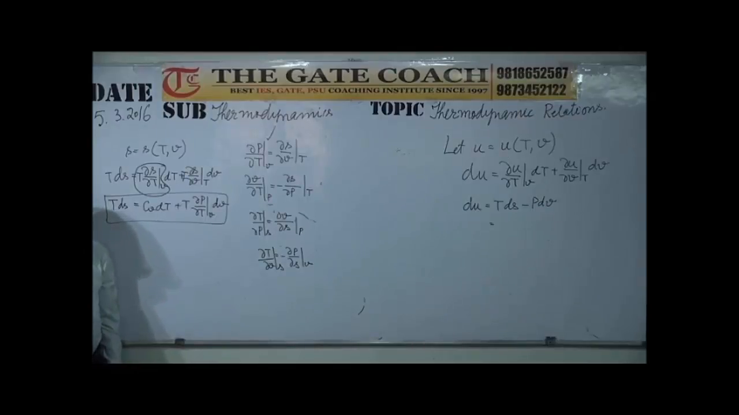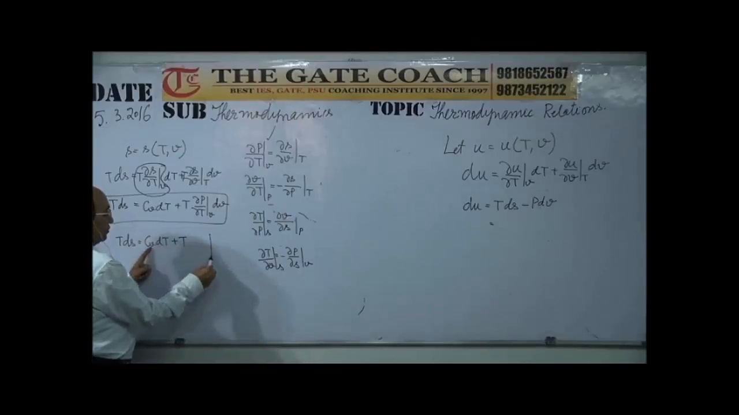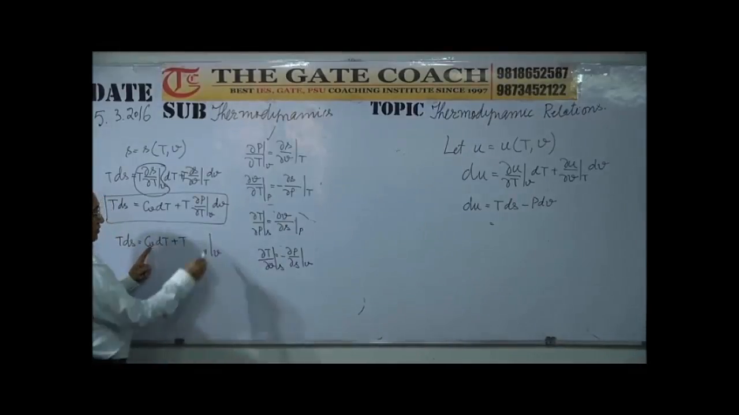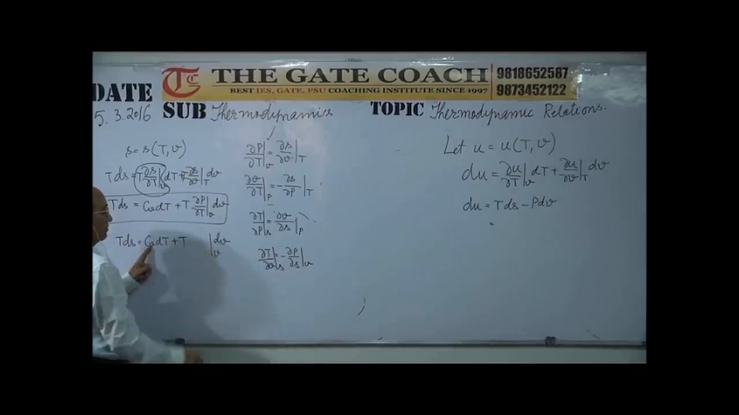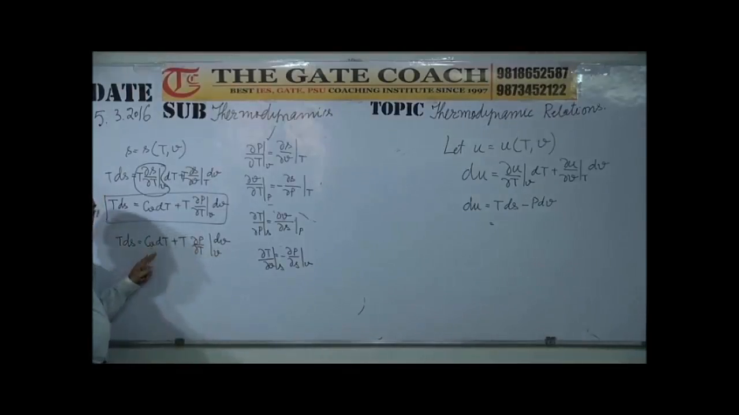Further, I had given you the method to remember it. TdS, if you are writing in terms of Cv dT, this V should be kept as constant into dV. Other property left is P, so del P by del T.